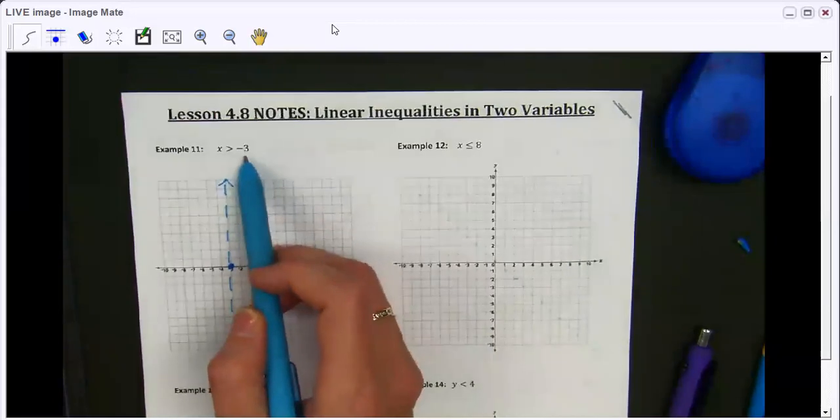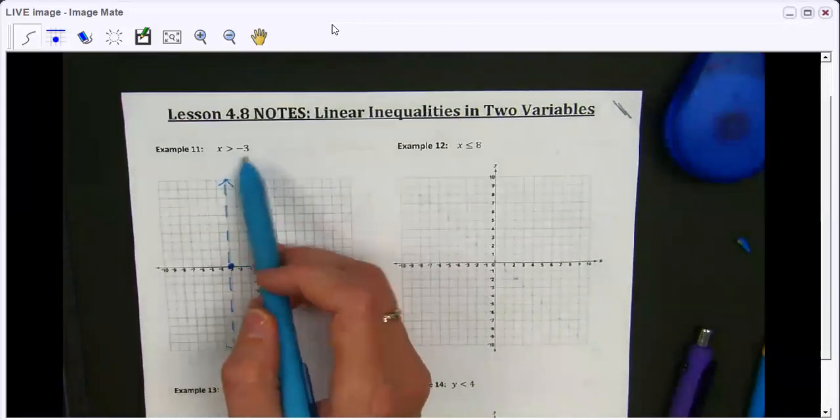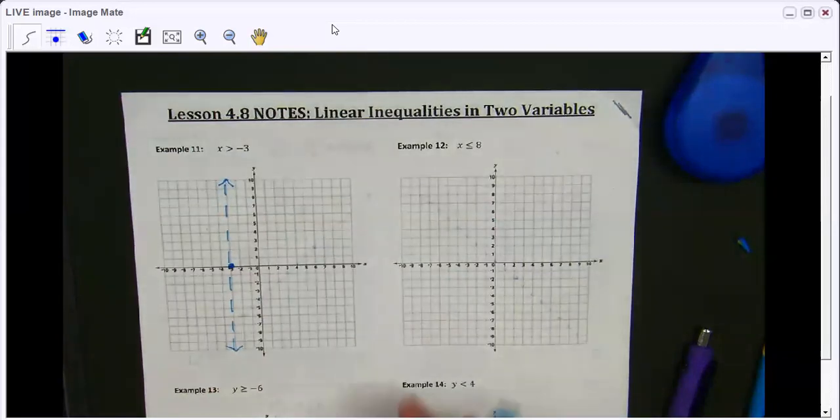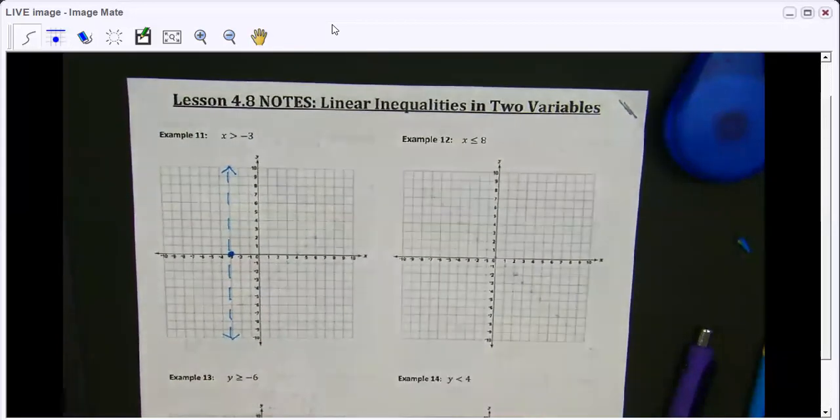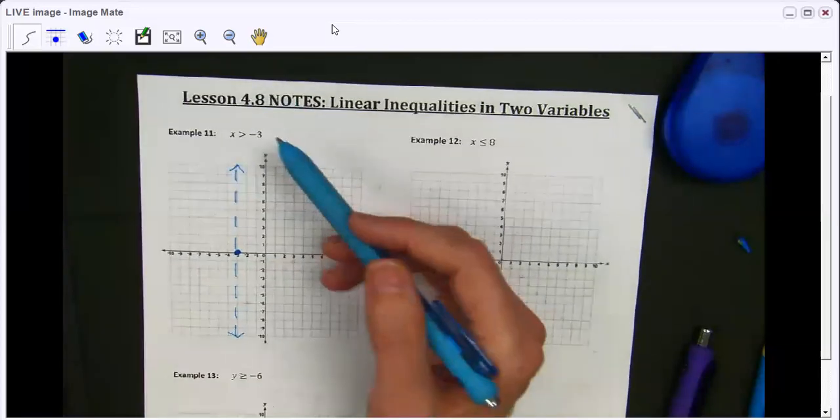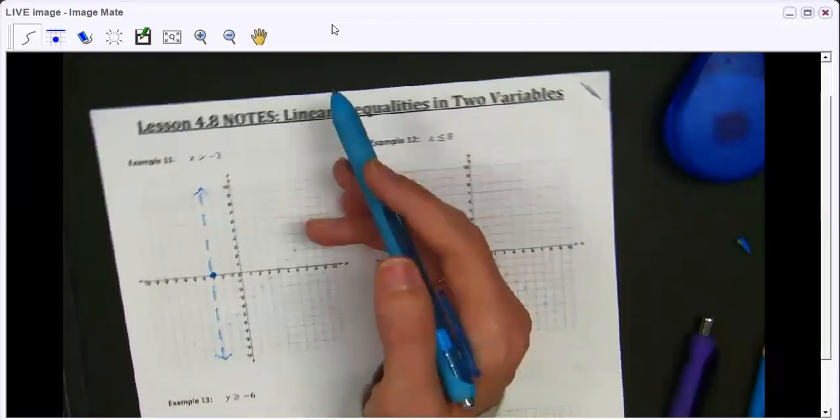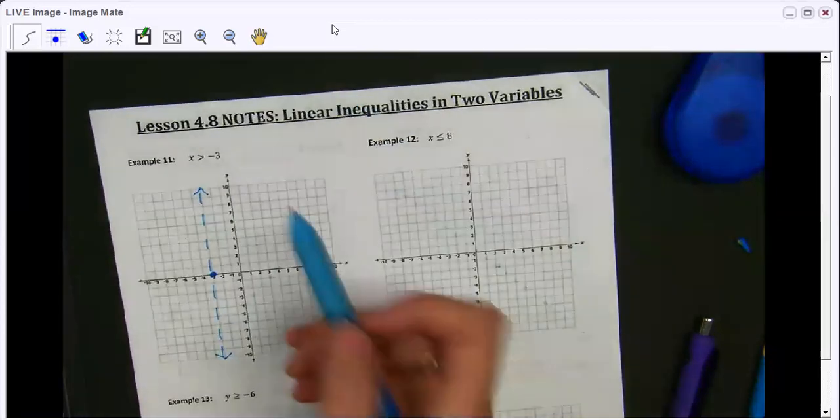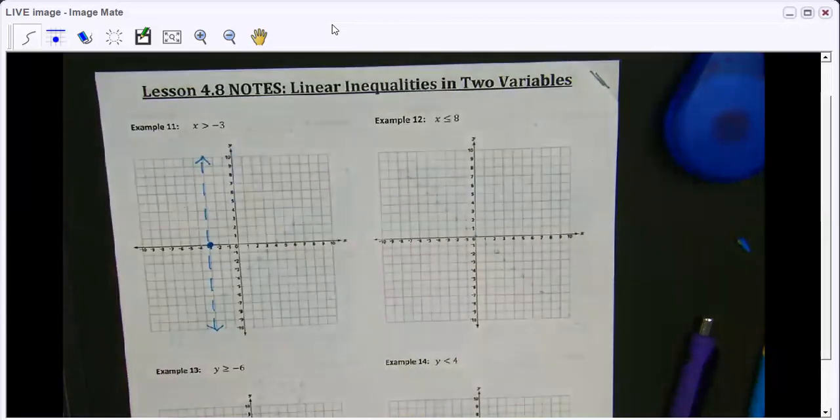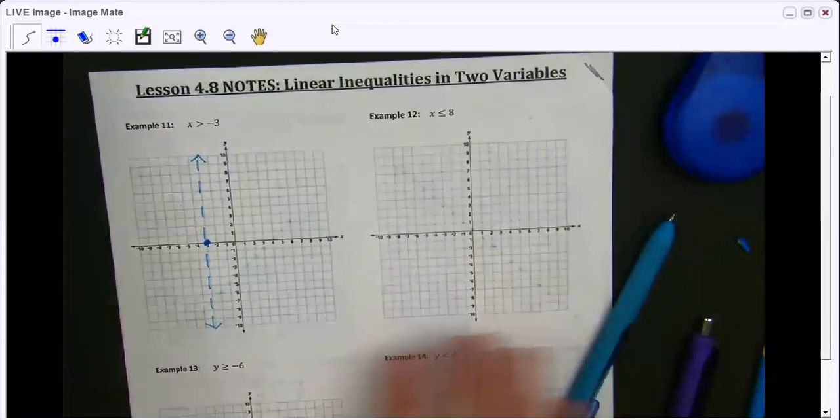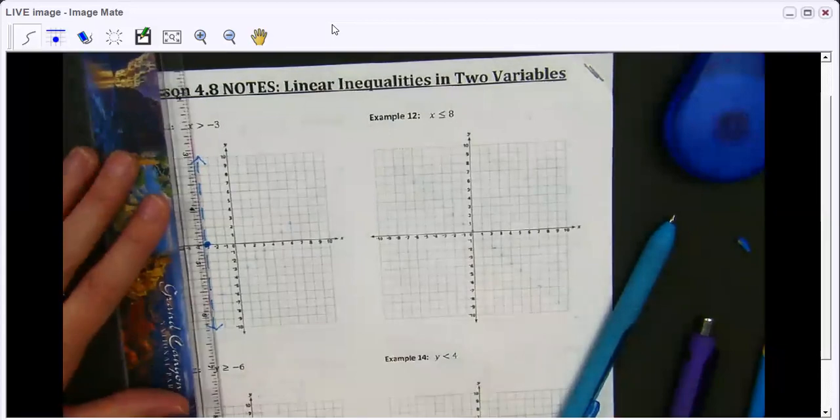There's no slope right here. It's just x is greater than -3. So now, how do we determine which area we shade? Well, in this case, x is greater, so you're going to shade in the greater than direction, where the numbers get bigger. So in this case, we're going to shade to the right.